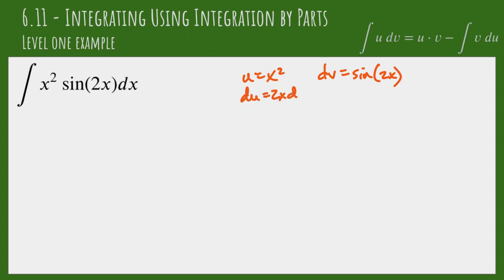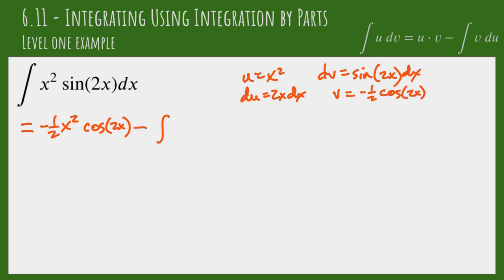And we get that. So using the formula for integration by parts, we're going to have negative 1/2 x squared times cosine of 2x minus the antiderivative of negative 1/2, 2x is going to cancel out, x times cosine of 2x dx.